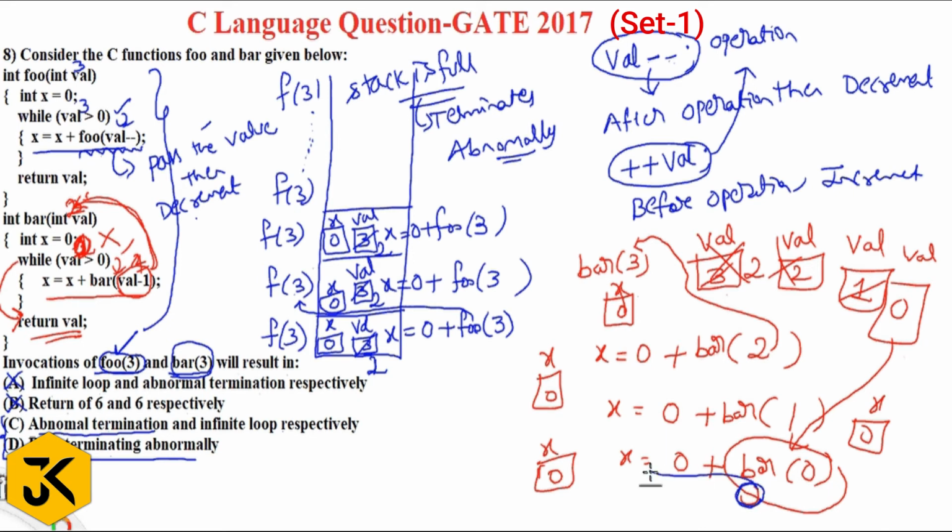Next, immediately the cursor will move to where? The previous location, bar 1. Bar 1 value is 1. Now it is going to check. Once again it is going to call bar 1. Now value is what? 1 greater than 0. Now x equal to x plus bar of 1 minus 1, that is bar of 0. Now this function is going to call bar of 0 once again, and bar of 0 will once again return 0.